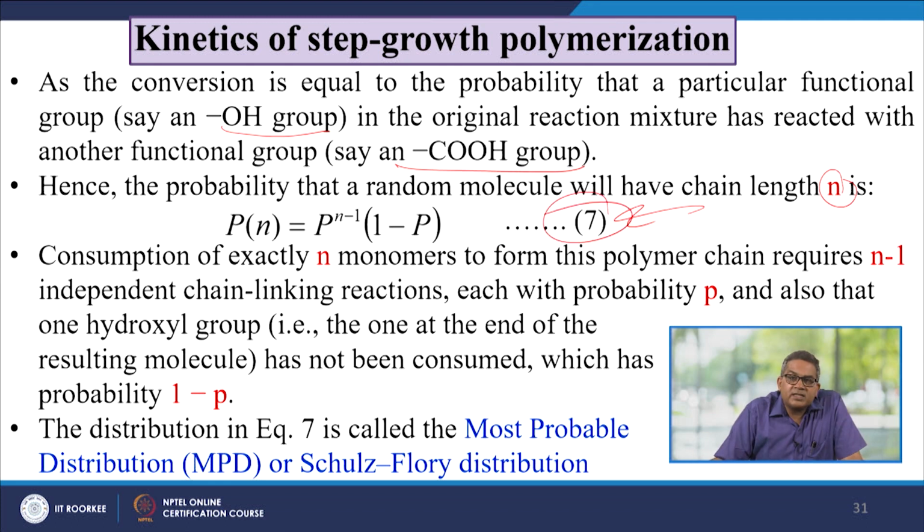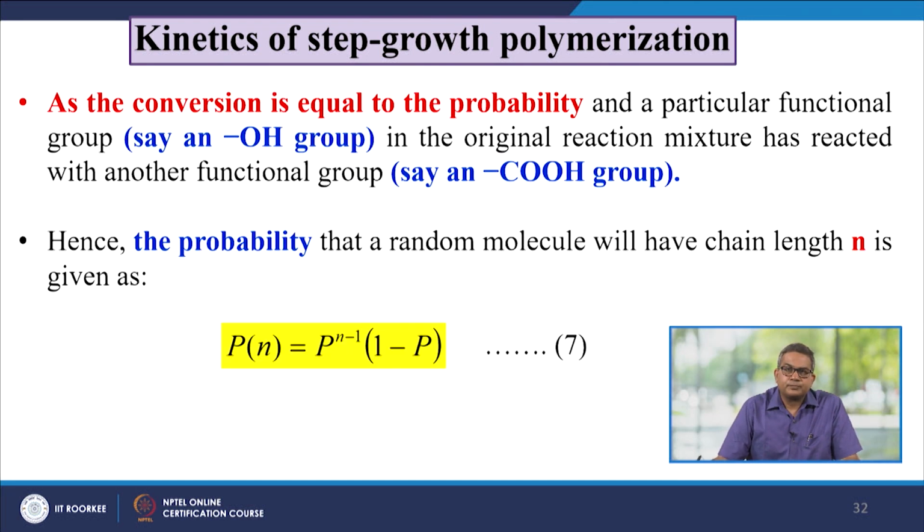So, the consumption of exactly n monomers to form this polymer chain requires n minus 1 independent chain linking reactions, each with the probability P, and also that one hydroxyl group, the one at the end of the resulting molecule, has not been consumed, which has the probability of 1 minus P. This distribution equation is called the most probable distribution, or MPD, or Schulz-Flory distribution.